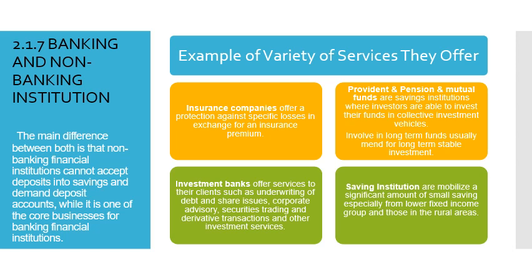Third is provident, pension, and mutual funds. Provident, pension, and mutual funds are saving institutions where investors are able to invest their funds in a collective investment vehicle. Last is saving institutions. Saving institutions mobilize a significant amount of small savings, especially from lower fixed income groups and those in rural areas.